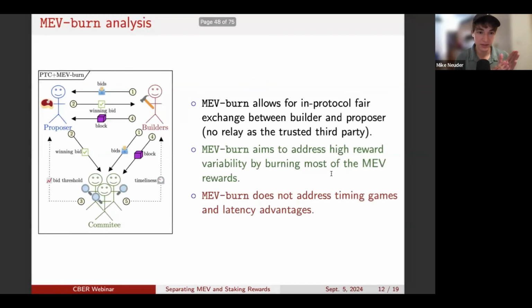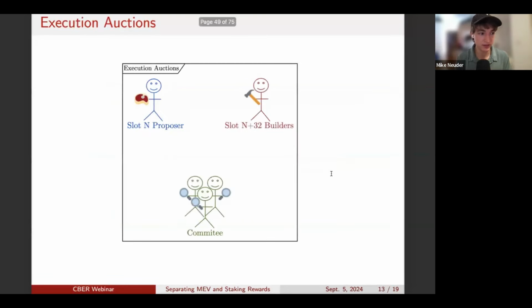Cool. So that's MEV burn. That's the first thing I wanted to talk about. And again, the second issue that we want to deal with is this whole latency thing that we described, this whole timing games thing. And execution auctions is a proposal to try and address that. It's very similar to what we just saw. We have the exact same cast of characters with a proposer, builders, and a committee.